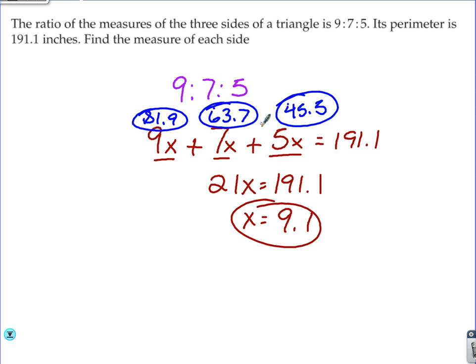If you reduce that ratio, and that's an ugly ratio, isn't it? 81.9 to 63.7 to 45.5. But you know what to reduce by. If you divided all three of those by 9.1, you would get 9, 7, and 5. And not only that, if you add all three of those together, you should get a perimeter of 191.1.